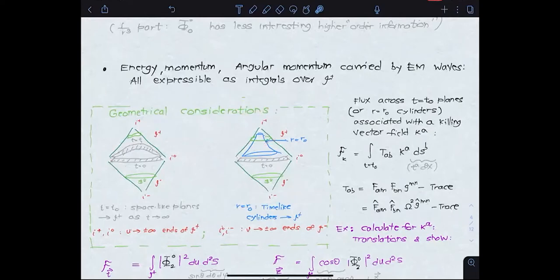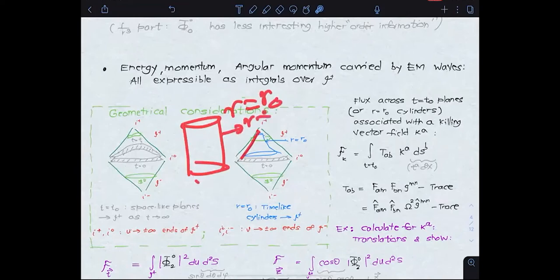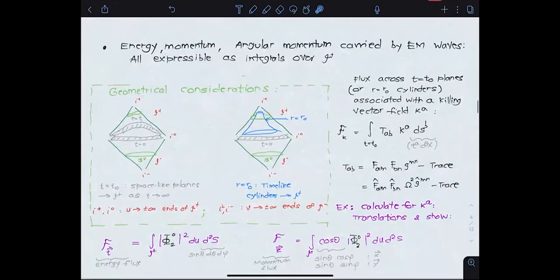So I can go to Scri by either taking space-like surfaces, and I look at how much energy is crossing the space-like surface and take the limit to Scri, or I can take a large cylinder at r equal to constant, r equal to r naught, and take the limit as r goes to infinity, and then I will approach Scri and I'll get an integral up here.